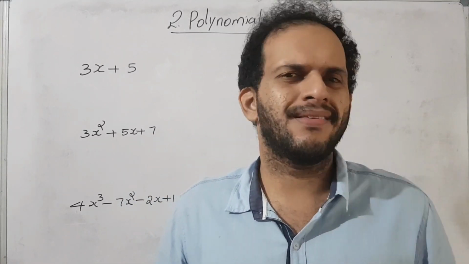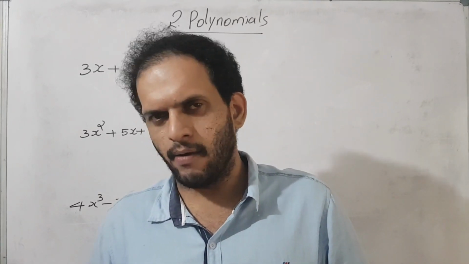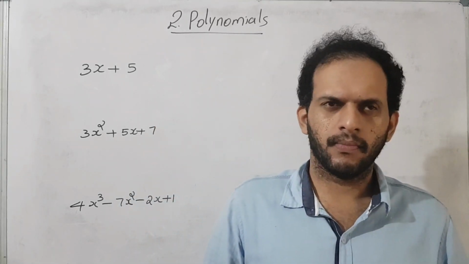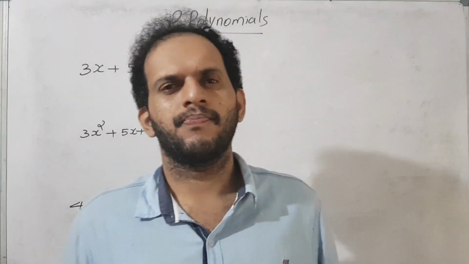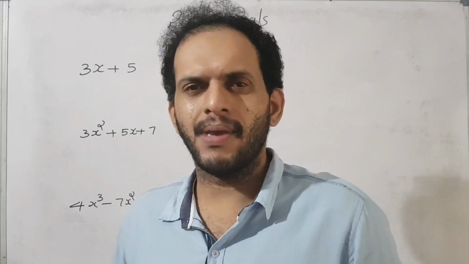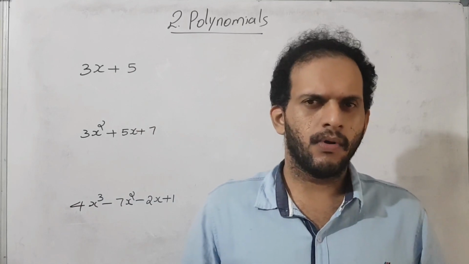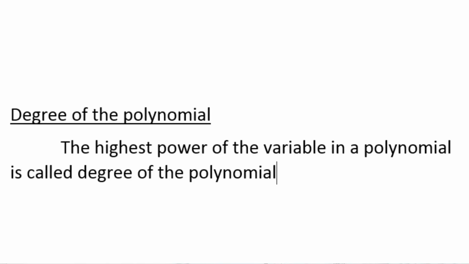Last year we also discussed the degree of the polynomial. I think you remember it. What do we mean by the degree of the polynomial? The highest power of the variable in a polynomial is called the degree of the polynomial. Correct? We already learned this last year.